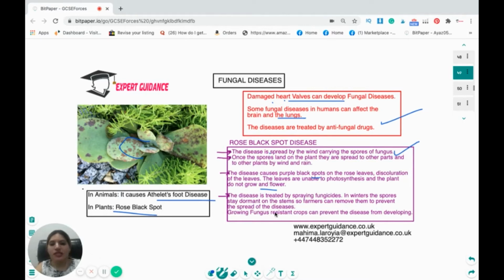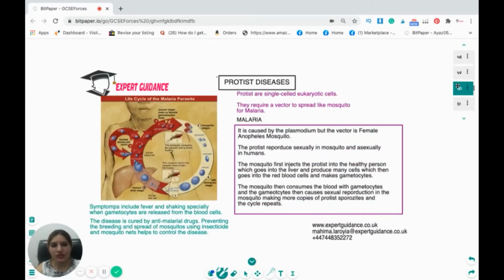In winter, the spores stay dormant in the stem, so farmers can remove them to prevent the spread of the disease. Growing fungal-resistant crops and using fungicides are the only ways to prevent the disease from spreading.